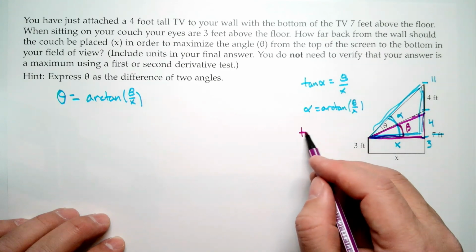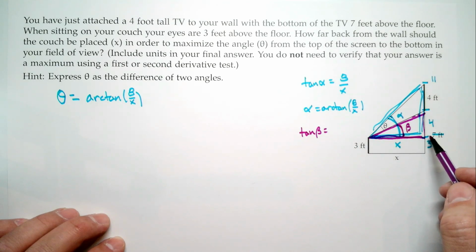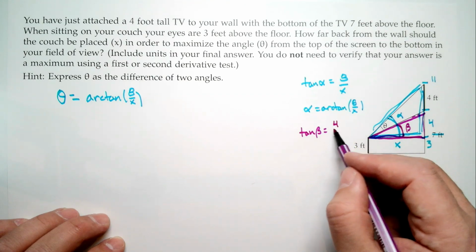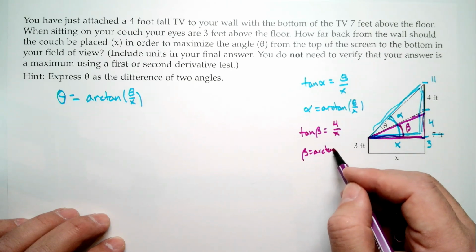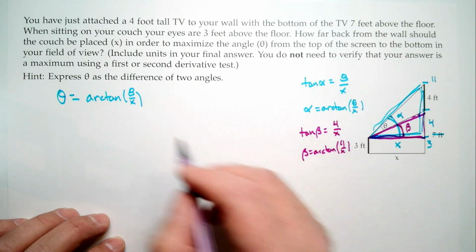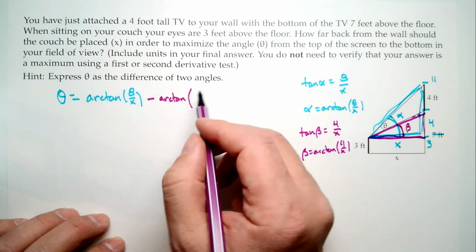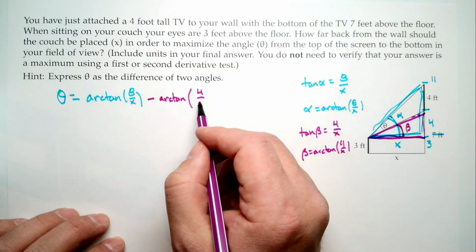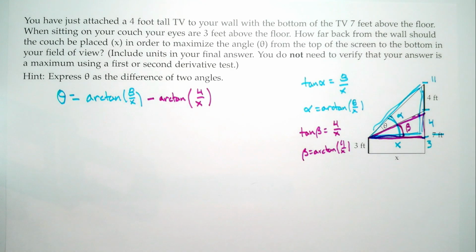And it's a similar process. The only thing that's changed about this triangle is instead of 8 on the opposite side, it's 4. So I get tangent of beta is 4 over x, so that beta is the arctangent of 4 over x. And I'm going to subtract that angle off. And now, if you give us any x value you want, we can say exactly what our angle is. So we've expressed what we're trying to optimize in terms of what we can vary.